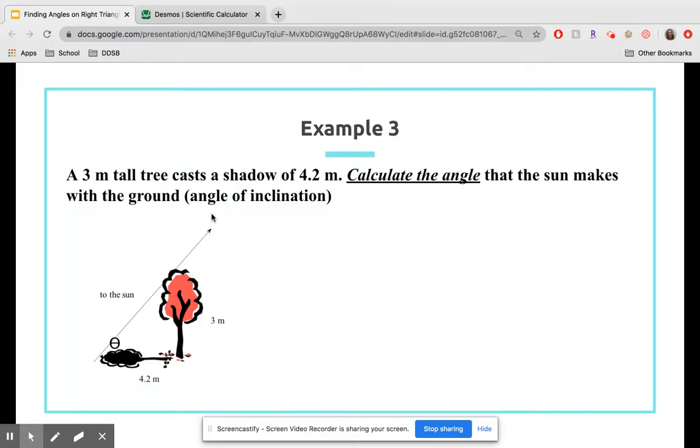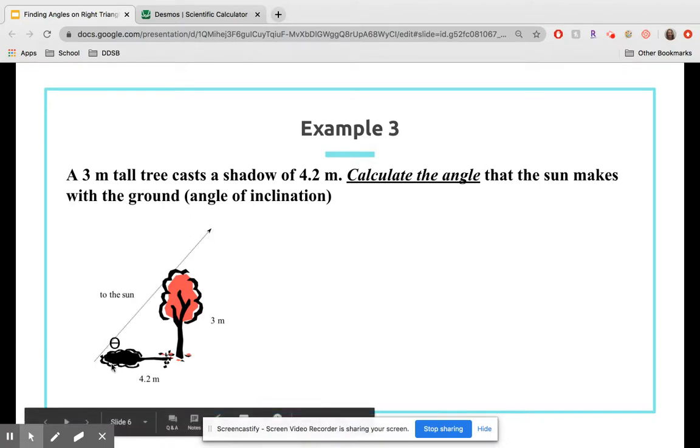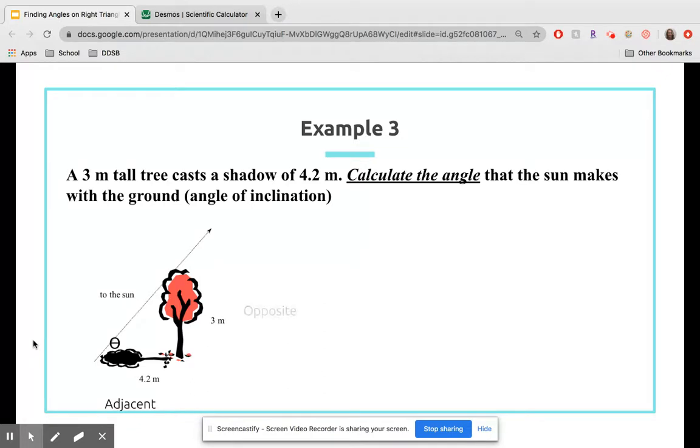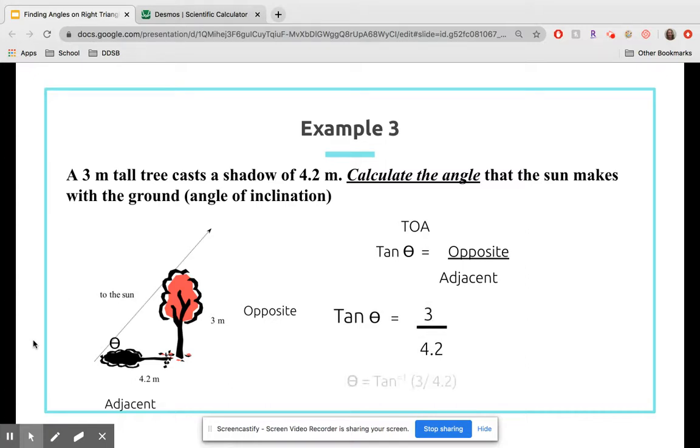And then example 3. A 3-meter tall tree casts a shadow of 4.2 meters. Calculate the angle that the sun makes with the ground. The angle the sun makes with the ground is this angle here, where theta is represented. This is my adjacent side, the 4.2. This is my opposite side. That means I'm going to use TOA. Tan equals opposite over adjacent. So my tan theta is equal to 3 over 4.2. We're going to take the tan inverse of 3 over 4.2, and this gives me 36 degrees.